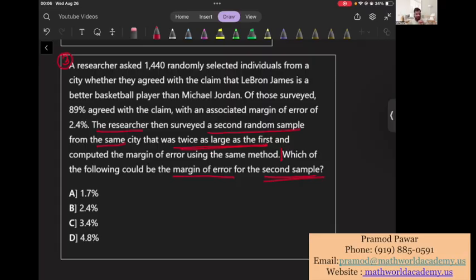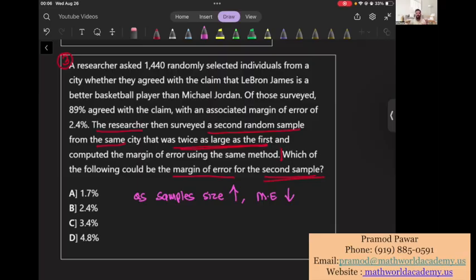Now this question looks a little bit tricky, but remember, SAT will never ask you to calculate the margin of error. That's not in the scope of the syllabus. The main idea you want to focus on here is how margin of error relates to the sample size. And remember, as your sample size increases, your margin of error will decrease. That's the only concept you need.